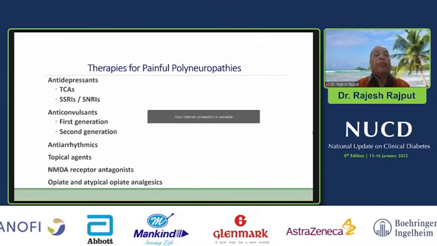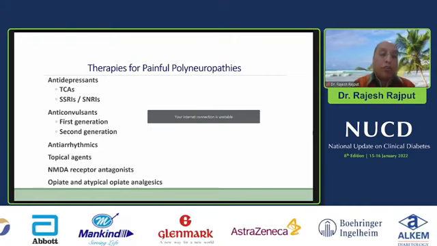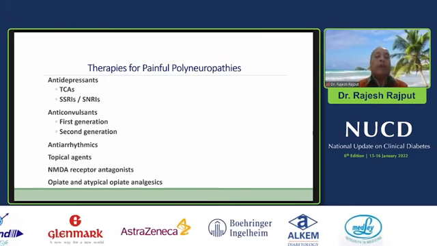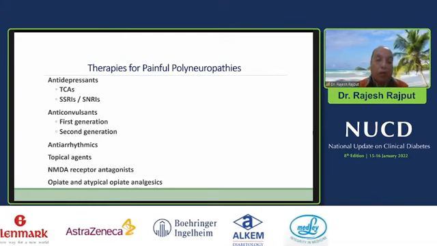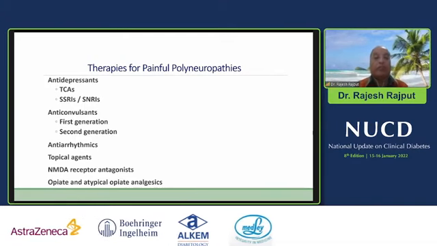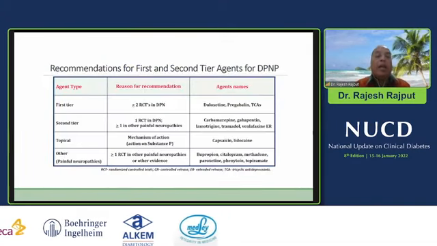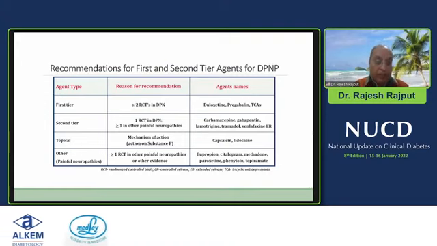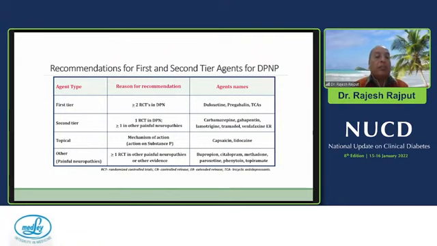and atypical opiate analgesics. Seeing lots of drugs, the next question which comes to mind is how to choose them in a given patient? What are the logical first line alternatives? So for that, I have made this table to show you that there are first tier agents, second tier agents, topical agents, and others. What are the first tier agents?